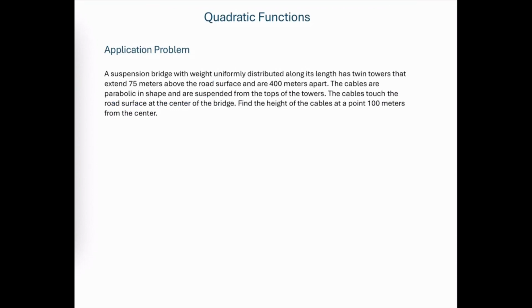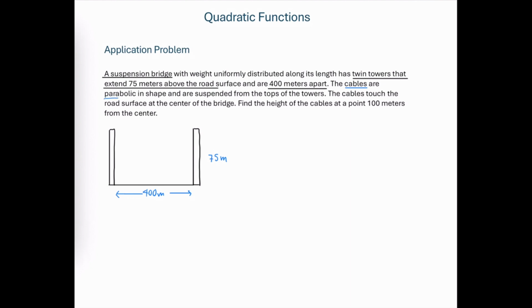The first thing I'd like to do here is to draw a picture that's going to help me decipher the given information. We have a suspension bridge with twin towers that are 75 meters above the road surface and 400 meters apart. The cables are parabolic in shape, suspended from the tops of the towers, and they touch the road surface at the center of the bridge.